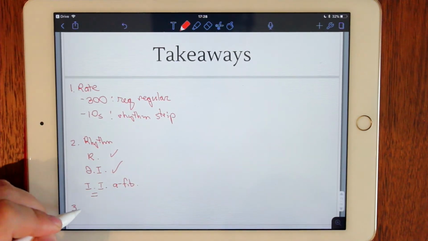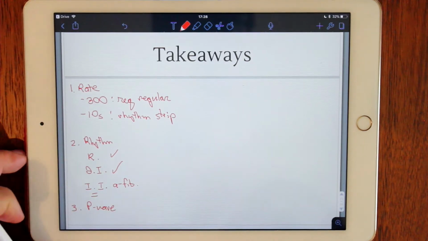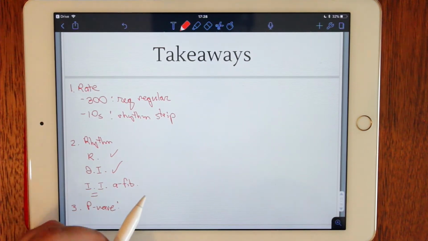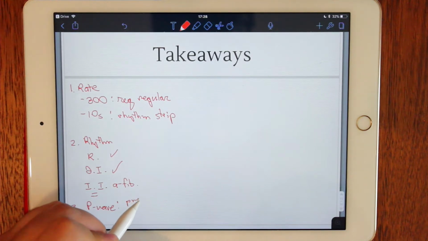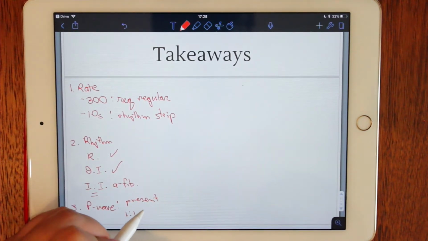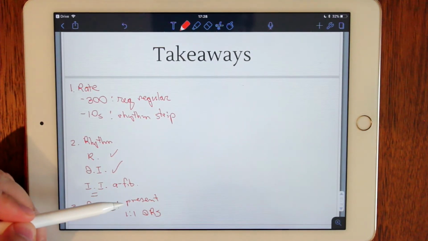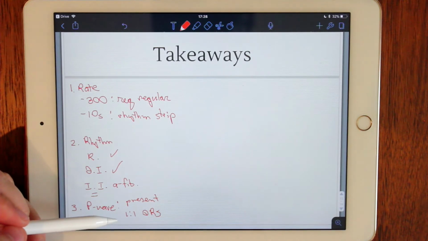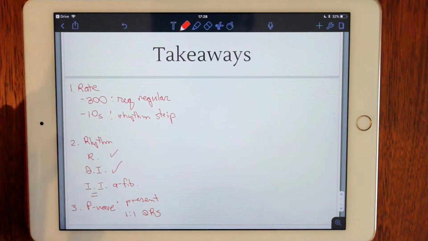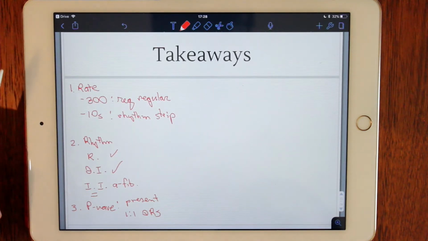Next thing you're going to look for is P waves. What you want to ask yourself is, are they present? And are they in a 1-to-1 ratio with the QRS complex? If they are present, that's only half the battle. Then you want to know, is there proper conduction of the P wave into a QRS complex? If the answer to that is no, you're most likely dealing with an arrhythmia.